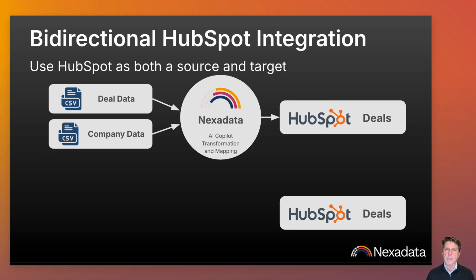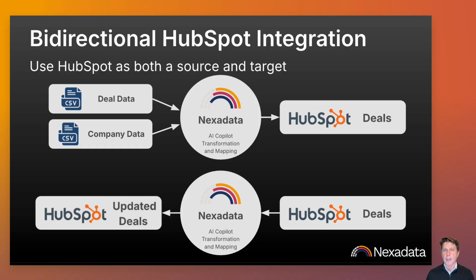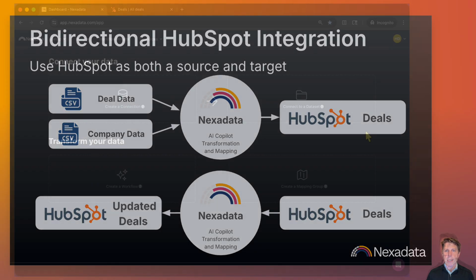And this doesn't stop once the data is in HubSpot. Changes made in HubSpot can be brought back out and realigned using Nexadata. Those updates can be enriched, adjusted, or remapped using the same logic without redefining rules or duplicating effort. Finally, the updated deals are written back into HubSpot. This is what makes the integration bidirectional. HubSpot can act as both a destination and as a source, while Nexadata keeps everything aligned. With that flow in mind, let's jump into the demo and walk through this step by step.